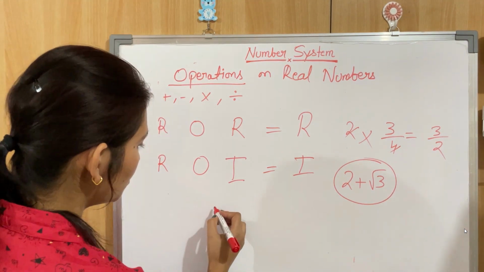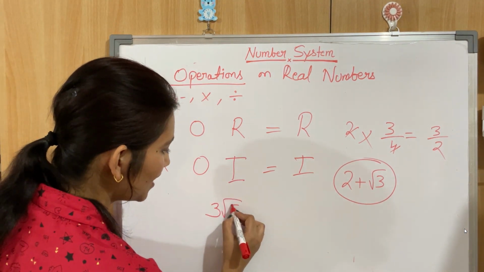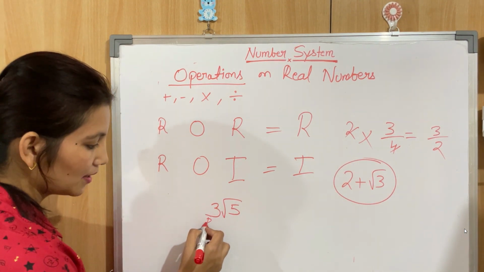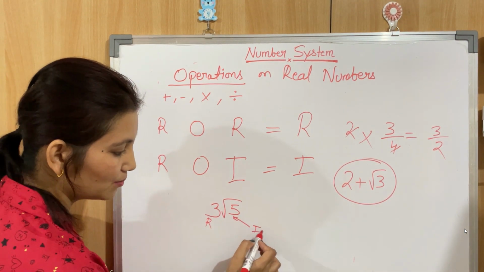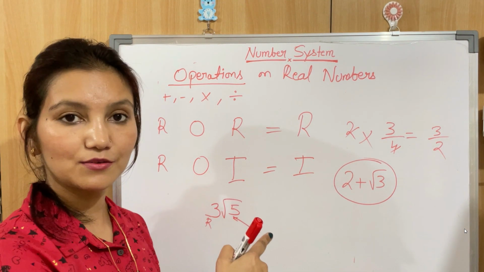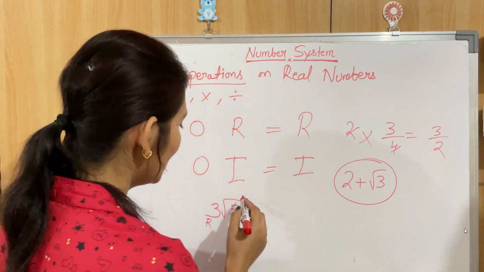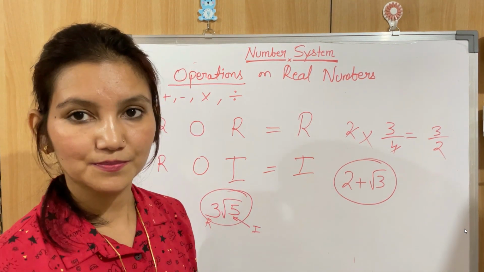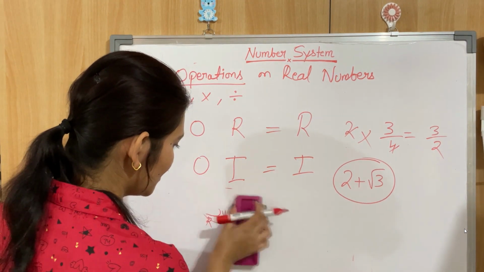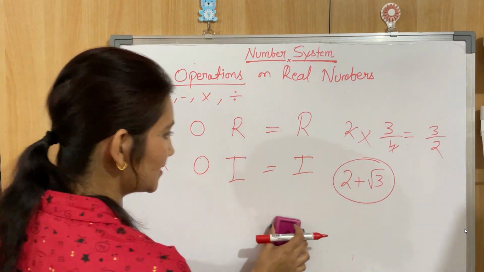Okay, so 3 root 5, what is happening here? 3 is a rational number, but root 5 is an irrational number, and when we multiply these two numbers, 3 multiplied by root 5, that is 3 root 5, it becomes an irrational number. Okay, am I clear?